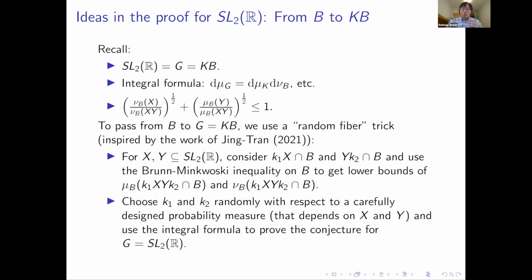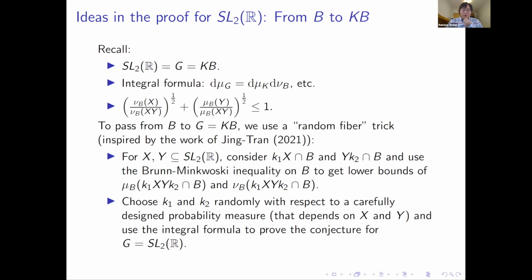So those are like right fibers and left fibers of B, but you consider those sets, and you can use the Brunn-Minkowski on B to get lower bounds of their products, which are meaningful objects to investigate, so mu of B and nu of B.